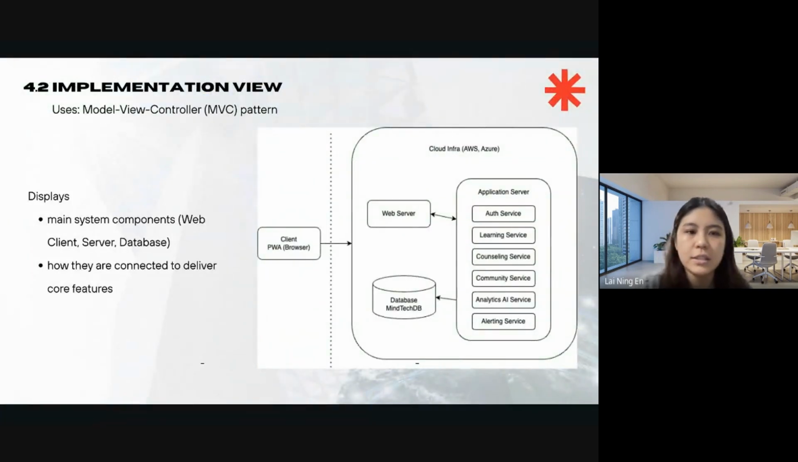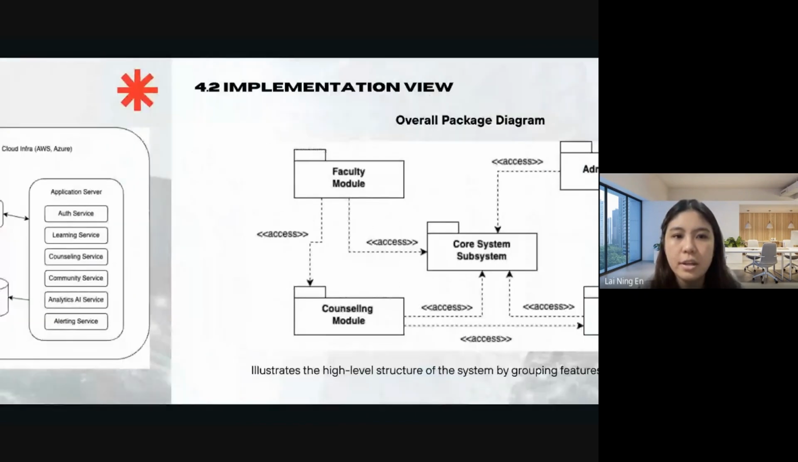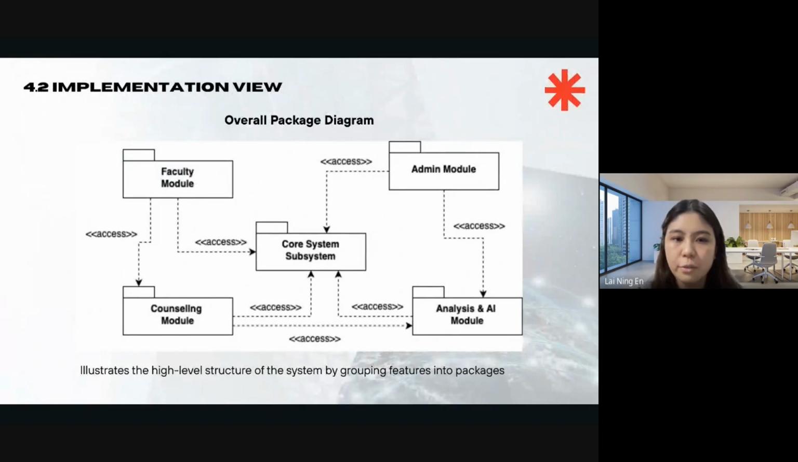Okay, for the implementation view, we use the model view controller pattern to display the main system components, which include the web client, server, and database, and show how they are connected to develop core features. And next one is the overall package diagram. It illustrates the high-level structure of the system by grouping features into 5 packages.